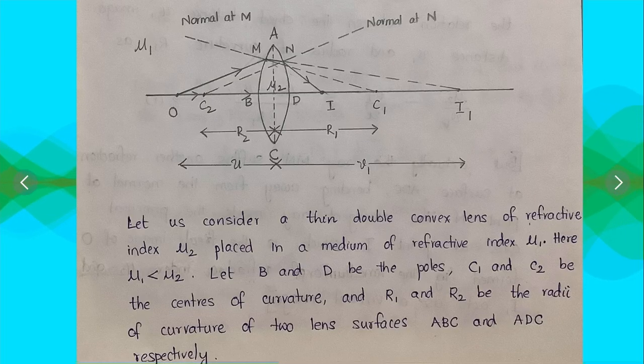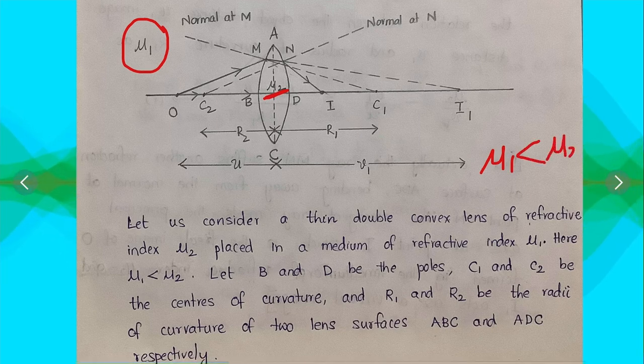So let us consider a thin double convex lens of refractive index mu2. Here I have shown it. This is a thin convex lens with refractive index mu2. It is placed in a medium of refractive index mu1. If you see, mu1 is less than mu2. That is, the refractive index of the glass is greater than that of the medium surrounding it.